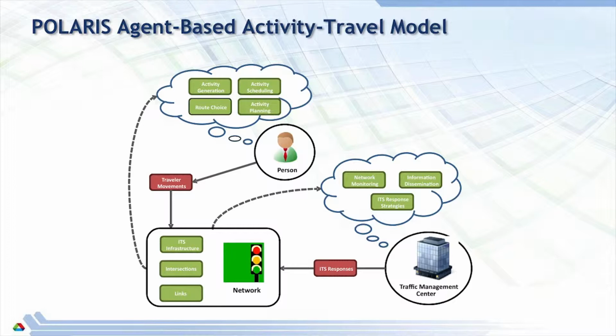The POLARIS activity-based model consists of agents such as travelers, network elements, and a traffic management center which take actions governed by behavioral rules. The focus of this video is on the implementation and visualization of the activity-based travel demand behaviors of the person agents, which determine how the agents interact with the transportation system.